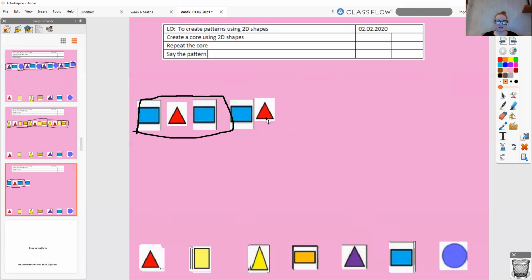Red triangle. Fantastic. What comes after red triangle? Blue square. Brilliant. That's the next. So I have repeated my core. Let's repeat my core again.